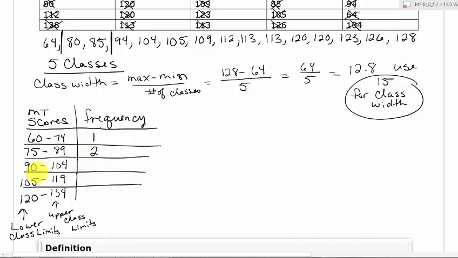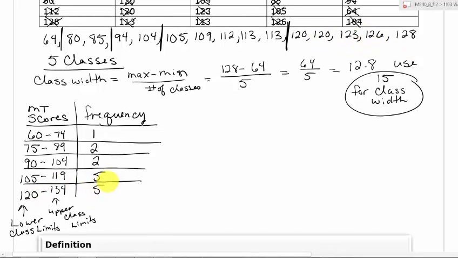And then from 90 up to 104, so that cutoff would be right there. So there's 2 data values in there. And then from 105 to 119, so up to right there, and there are 5 data values in that class. And then the rest of the data is between 120 and 134, and there are 5 data values there as well.